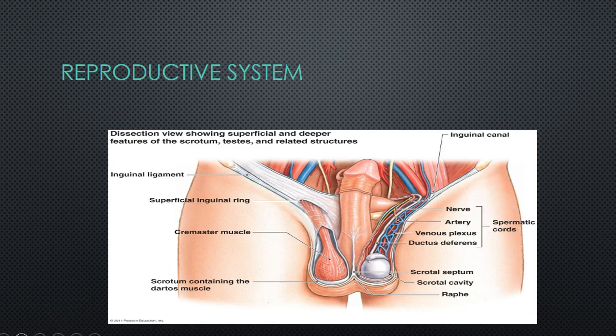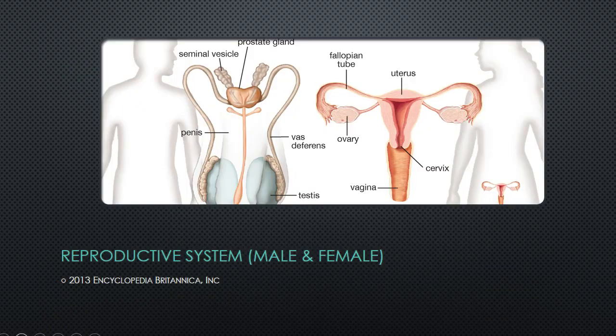So the man's sexual organs are on the outside, which is what the testes are, and the woman's sexual organs are actually on the inside, which is what the ovaries are. So this is just an internal view, basically, of the reproductive system.